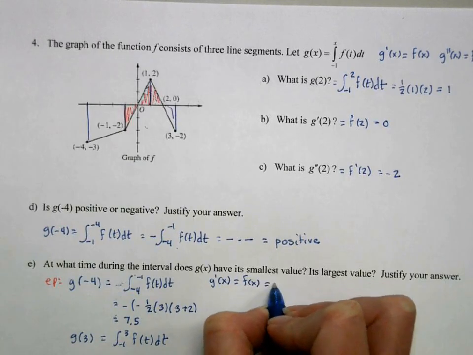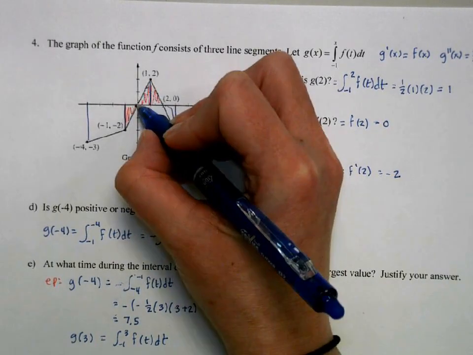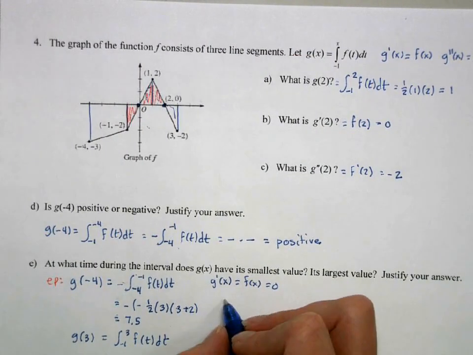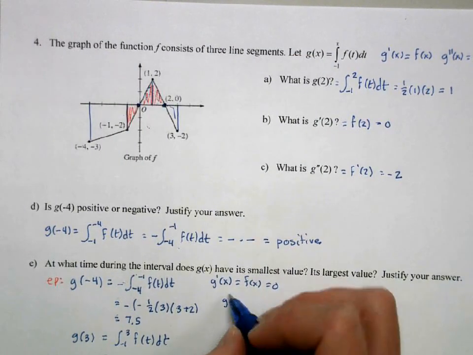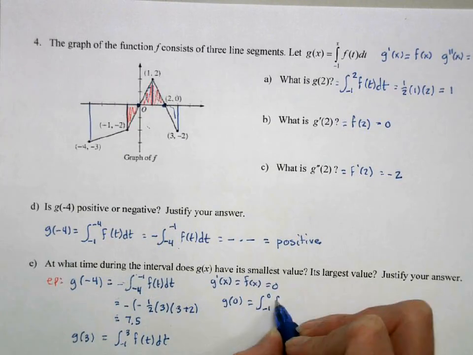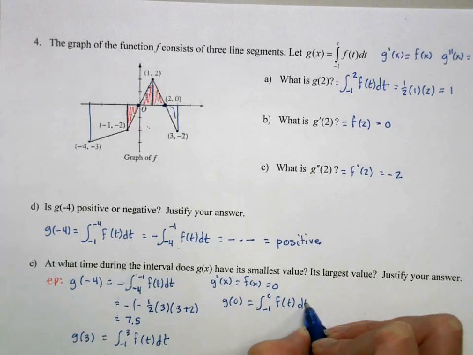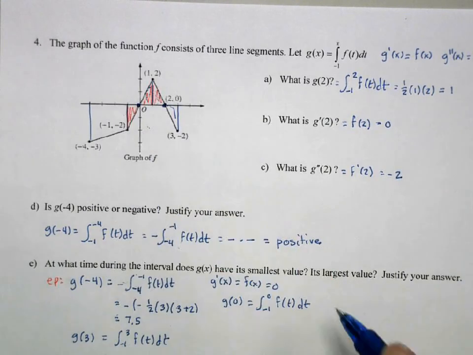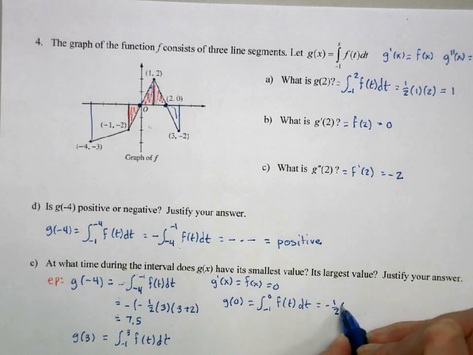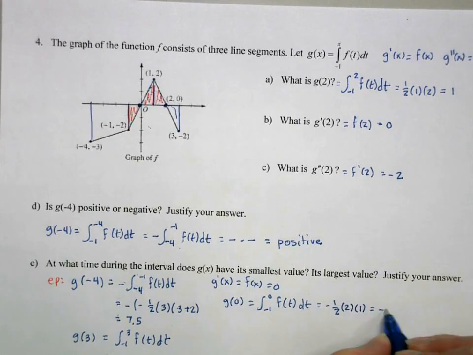So g of 0 is going to be the integral from -1 to 0, which is going to be the area of that little triangle, but negative. So we get a -1. Last critical point is g of 2, which we already found above was 1.